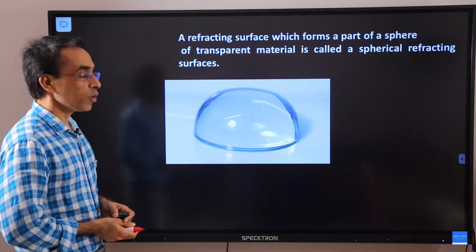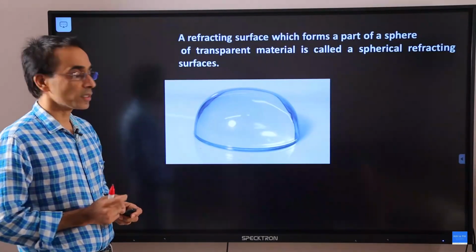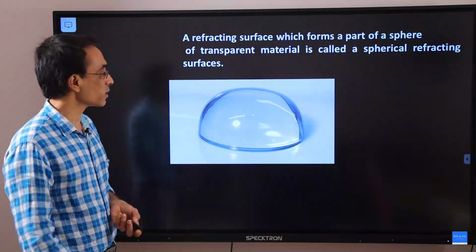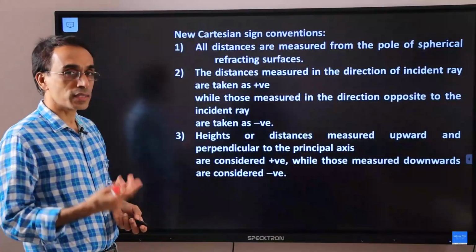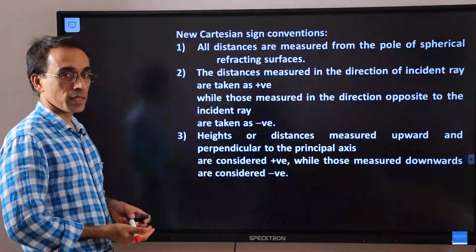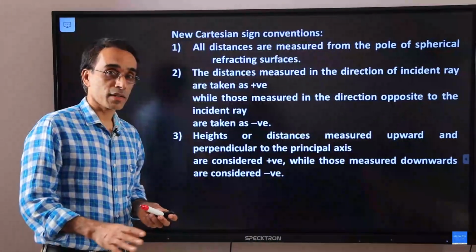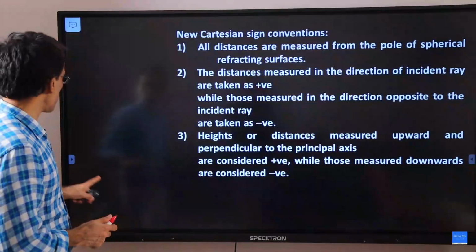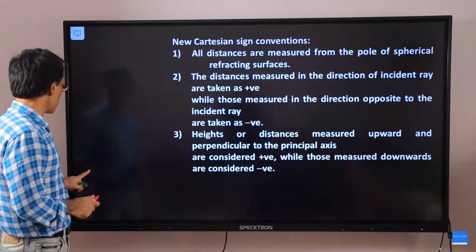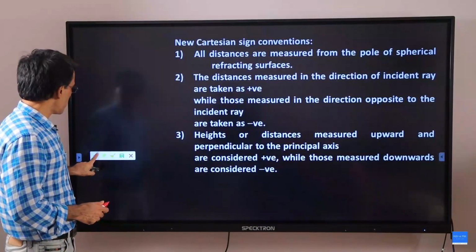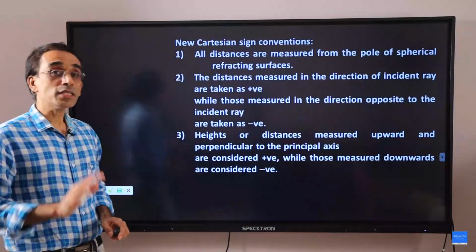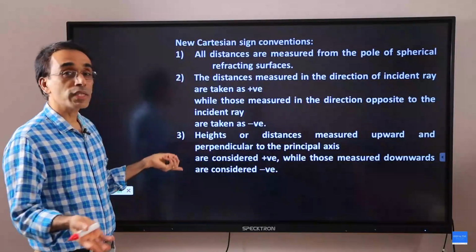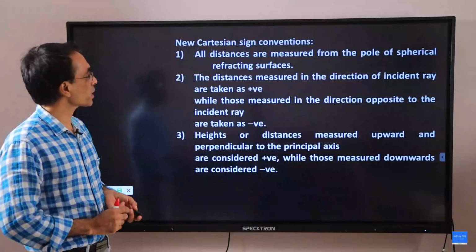Now, when you deal with such surfaces, which actually leads you to lenses later, we need to use the Cartesian sign convention again. We studied that for a mirror. Now, we are going to study that for such spherical surfaces. Concepts are almost the same. What is the positive direction? That is the direction of incident light. That's a basic idea.